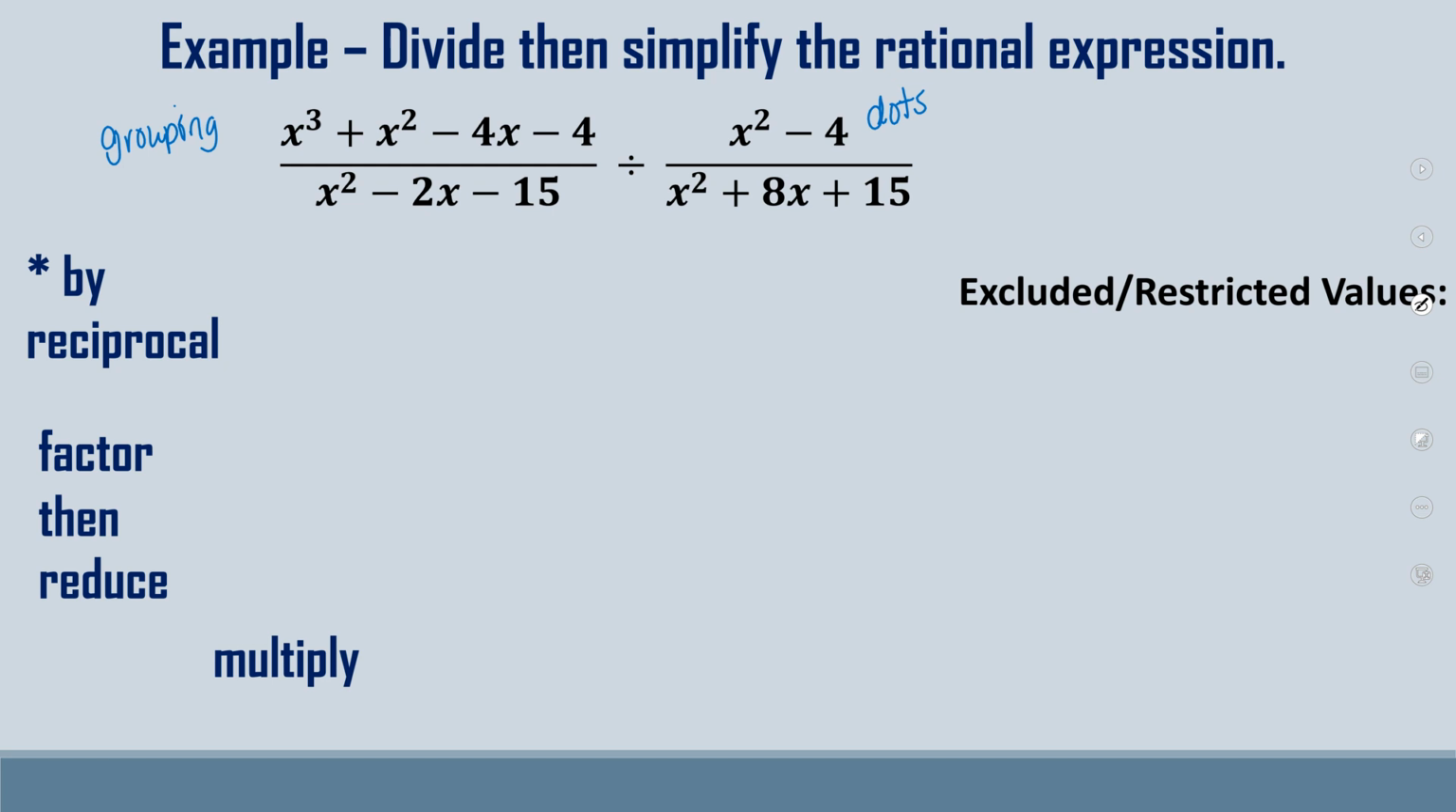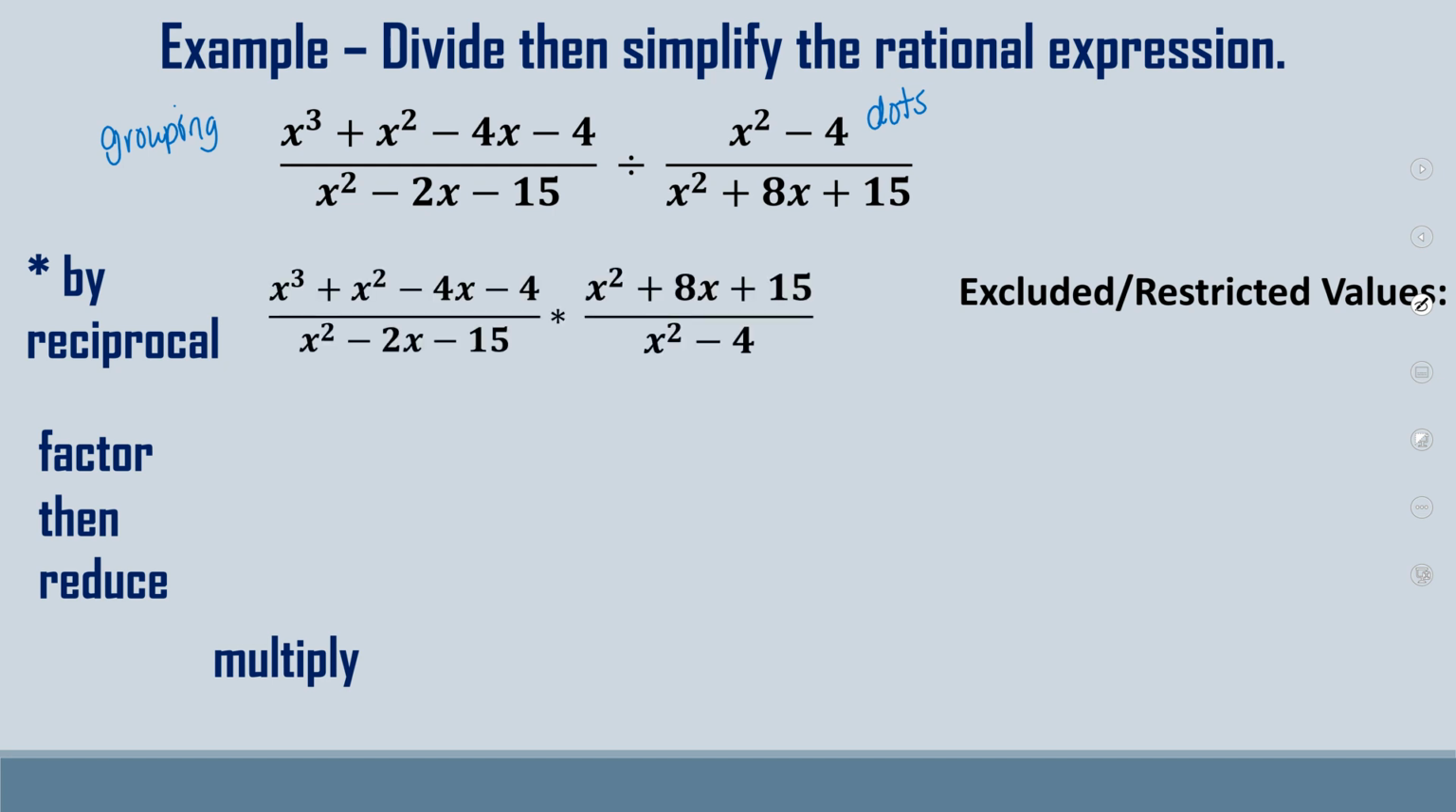Let's first multiply by the reciprocal. So keep everything, the first part the same, change the multiplication, flip that second fraction upside down on its head. Okay, now let's get to factoring. This is going to be a little bit.